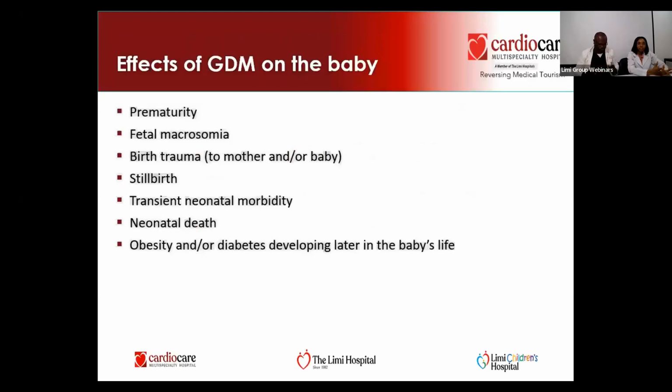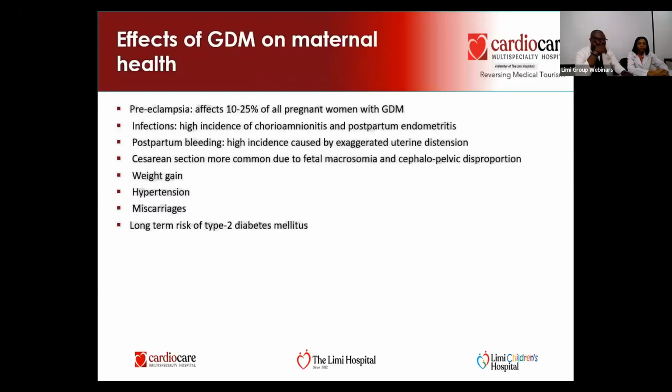So what are the effects of gestational diabetes on the baby? We talked about earlier how it causes harm to both the infant and the mother. For the infant, you have prematurity, being born before the due date, fetal macrosomia, birth trauma, stillbirth, transient neonatal morbidity, neonatal death, and obesity and/or diabetes later in the child's life. As we talked about, fetal macrosomia, how it occurs, and the birth trauma from the birth.